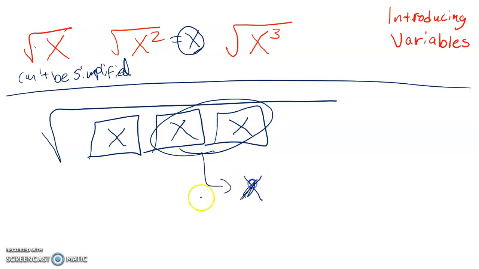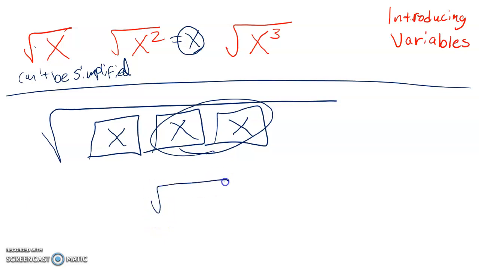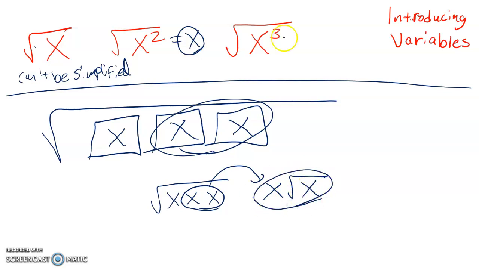the x on the outside. So actually, let me rewrite this down here. Two x's on the inside creates the 1 x on the outside. We still have this one lone x right here. That x will remain underneath. So what that tells us, when we simplify this, is that the square root of x to the third power is x square root of x. Okay?